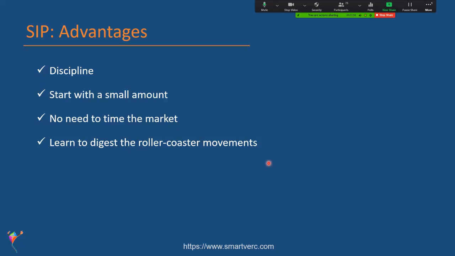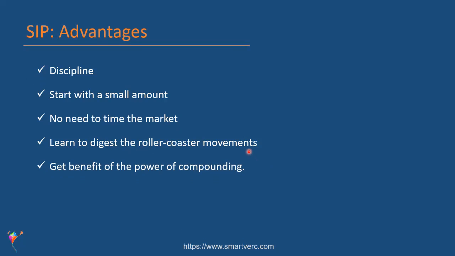So one of the advantages is handling the roller coaster movement. If you are a new investor, then the best thing for you is to go for an SIP, a systematic investment plan. You can start with a small amount. You do not have to time the market, and you will learn how to digest the volatility. And then in the end is the power of compounding. Over a period of time, you will realize that I saved only 5,000 rupees per month, but after 5 years, I got such and such lakhs, 5 lakhs, 6 lakhs. That is the kind of returns you get.